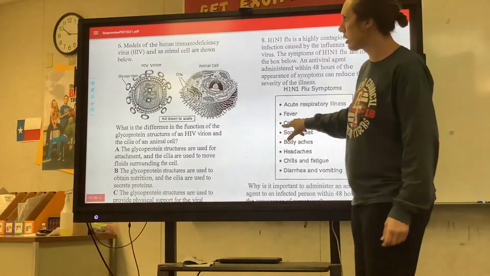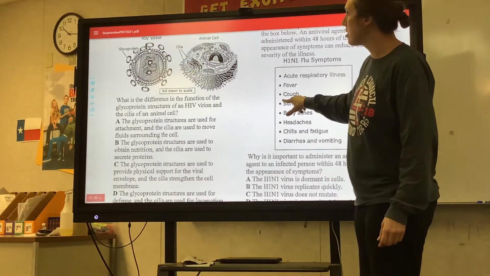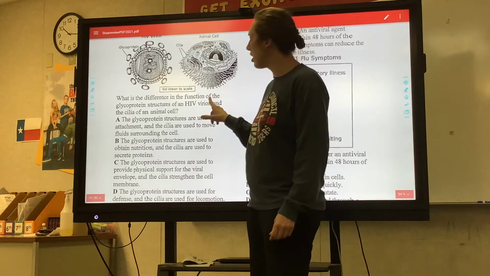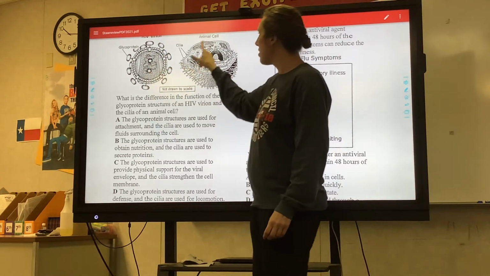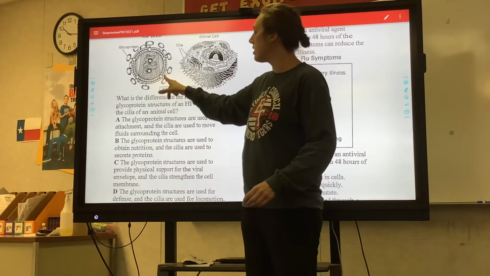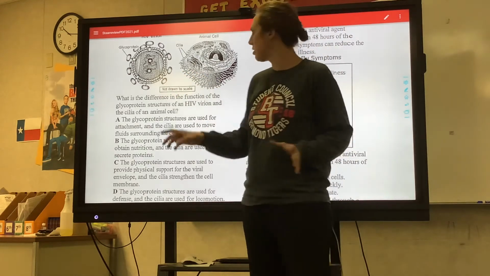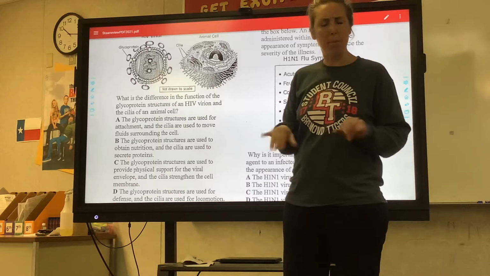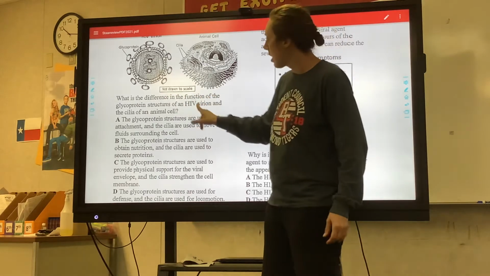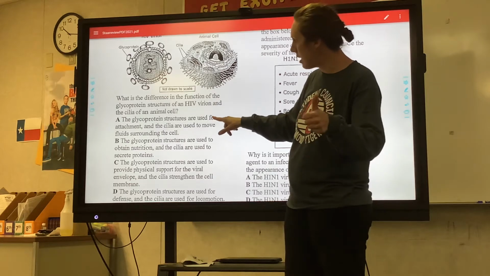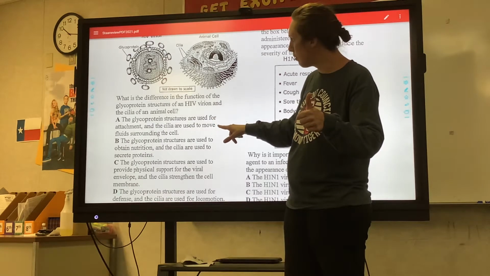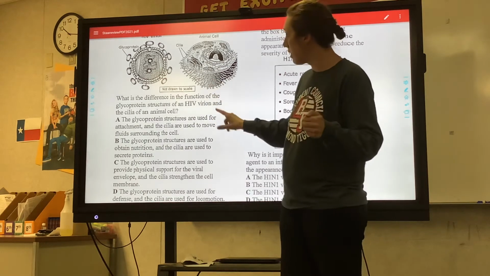Okay, this was a really good question. It says, what is the difference in the function of the outside glycoprotein, so the capsid, and then the cilia? I would say this is more for attachment, cilia is more for movement maybe. Okay, A, the glycoprotein structures are used for attachment, yes. The cilia are used to move fluids, to move. Okay, that one sounds good.